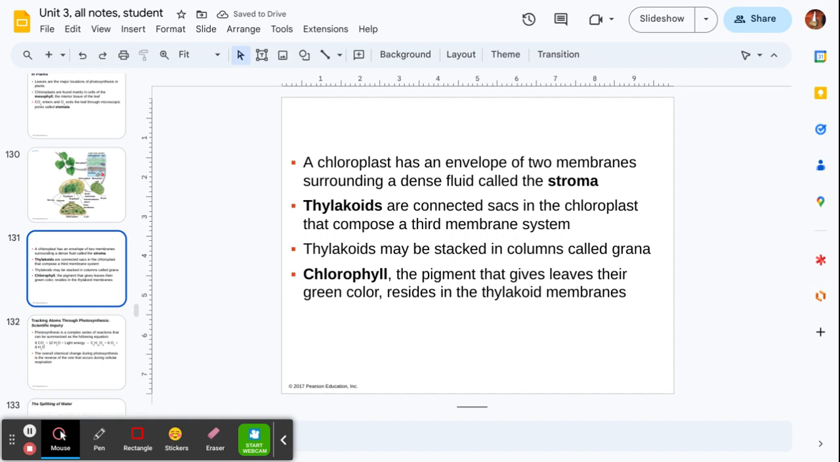The chloroplast has an envelope of two membranes, and it is surrounded by a dense fluid called stroma, which is kind of a chunky liquid. There are a lot of enzymes dissolved in that stroma.